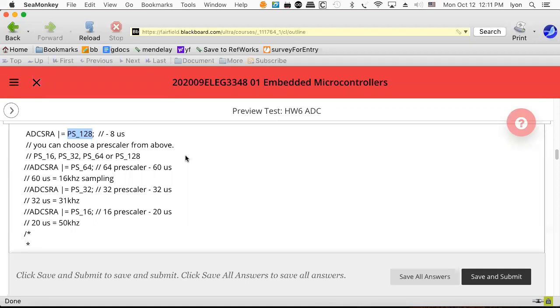So what do we do? We take our 16 megahertz, we divide through by 128, and we get 125 kilohertz. We take our 125 kilohertz, we divide through by 13, and that's 9.6 kilohertz, right? So 9.6 kilohertz, you want the period on this. It's 1 divided by 9.615, I think it comes to. And now you can get the period if you want.